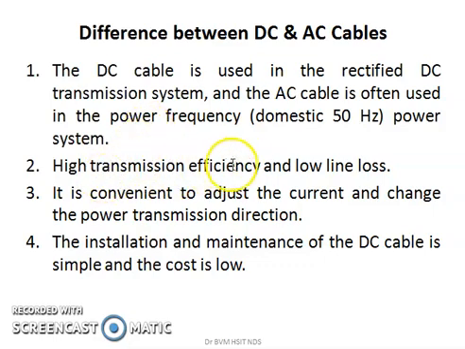DC has high transmission efficiency and low line losses as compared to AC cables. DC cable is convenient to adjust the current and change the power transmission direction. The installation and the maintenance of the DC cable is simple and the cost involved is low.